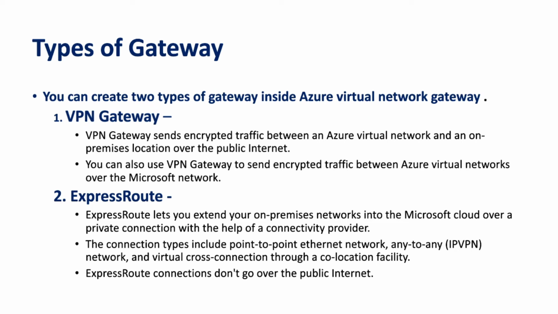If you see here, I have mentioned connectivity providers. The connection types include point-to-point Ethernet network, which is just Ethernet. With the help of an Ethernet network, we can create an ExpressRoute, any-to-any network, and virtual cross connection through co-location facilities. So with the help of these connectivity providers, we can create an ExpressRoute from the on-premise environment to the Azure cloud. ExpressRoute connections don't go over the public internet. That's a big advantage.